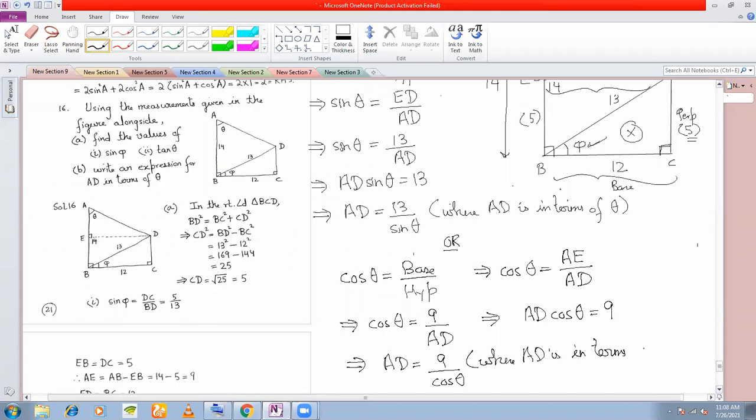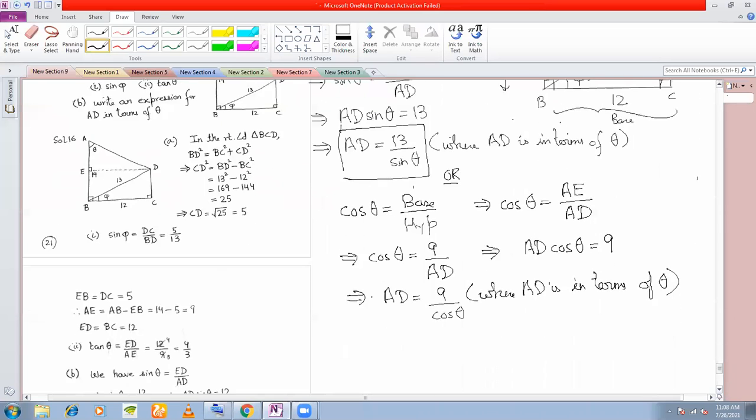No problem. So either AD you can write in this way: AD is equal to 13 by sine theta, or you can write AD is equal to 9 by cos theta. So either this way or this way, both are correct. Is this problem clear? Yes, sir.